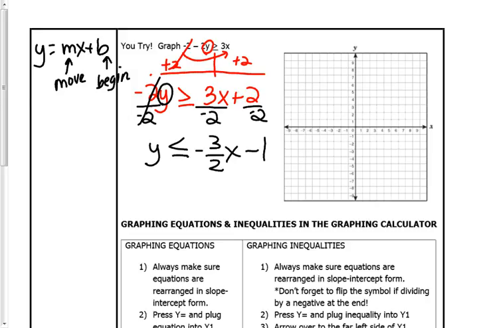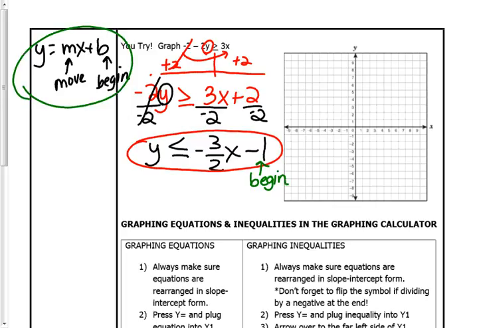So now that you have this inequality, you want to figure out where are you moving, where are you beginning, where are you shading? Do you have a solid line or do you have a dashed line? Okay, so this inequality right here is going to tell us a lot. This number here is where you begin. Remember, y equals mx plus b. This number here tells you where you move. Okay, so the rise was -3. The run was a +2.